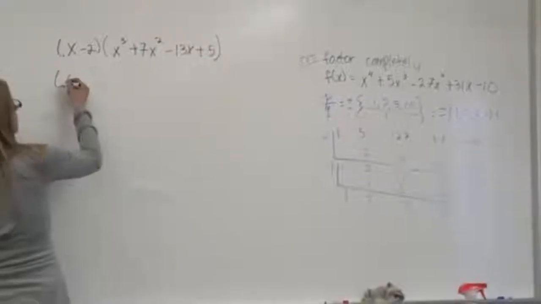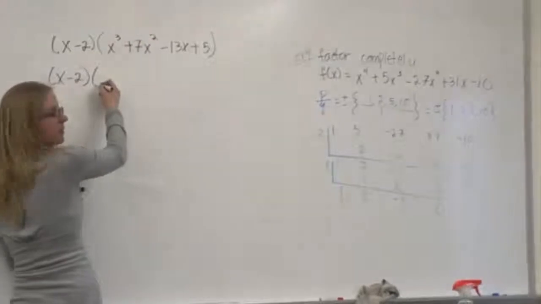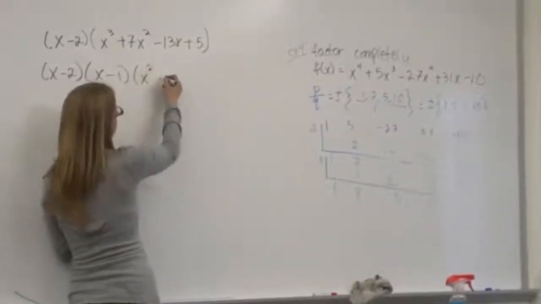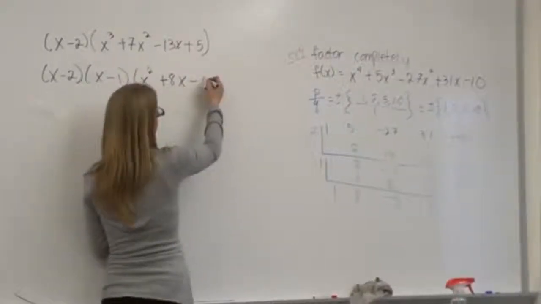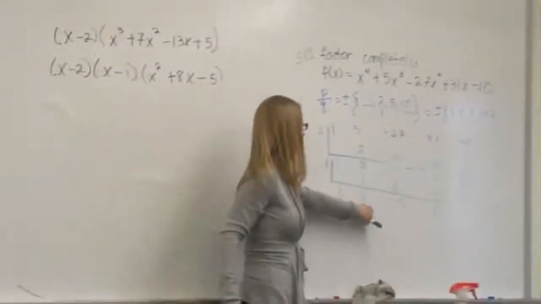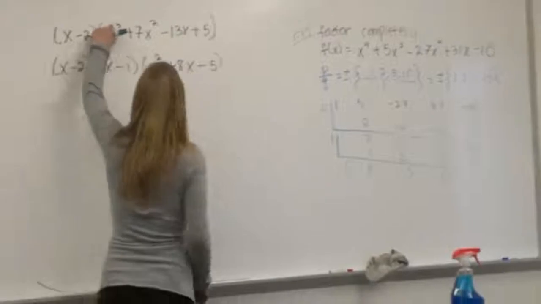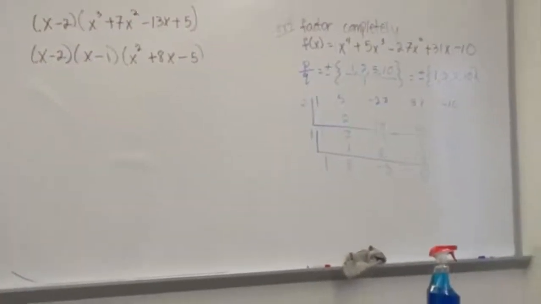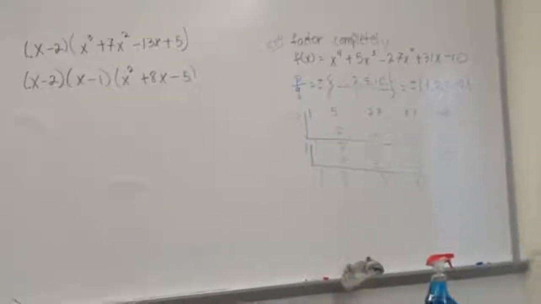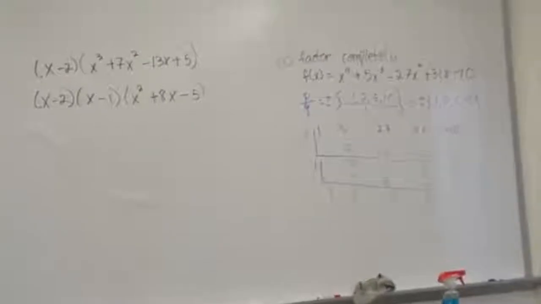This x minus 2 is still there. I can't get rid of it. But now, since 1 worked, what's the next factor? X minus 1. And then what's left over? X squared plus 8x, -5. Where did those numbers come from? How come it was x squared? Well, because it was x cubed, so we gotta go down 1. You guys okay with that so far? -5 again. So far, so good.